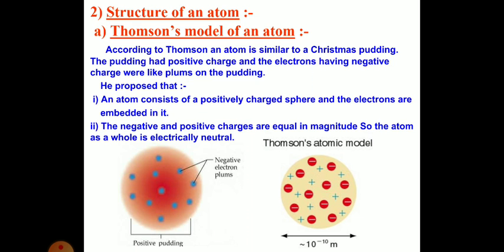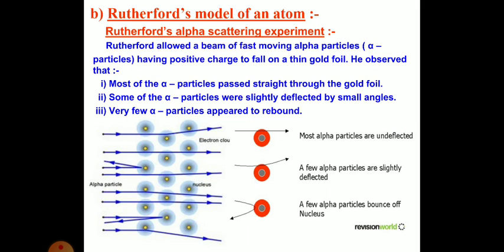Students, in the second figure, Thomson proposed this model, and he has represented the Thomson atomic model in the figure. You will notice here. So, according to his figure, we can say that the negative and positive charges are equal in magnitude. If you count the positive and negatively charged particles, you will notice the same. Now let us go to the next point, that is Rutherford model of an atom, Rutherford's alpha scattering experiment.